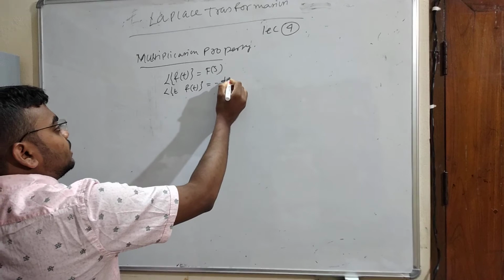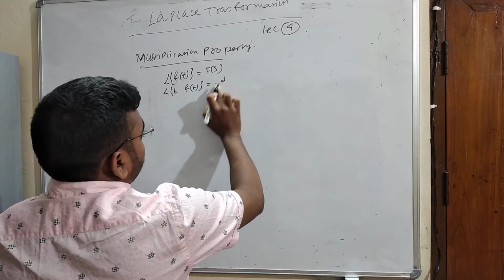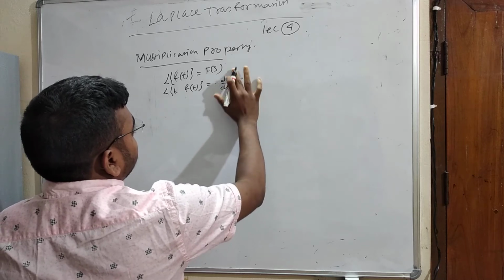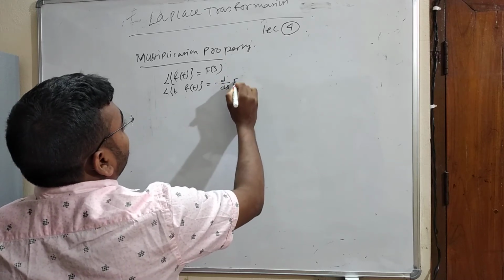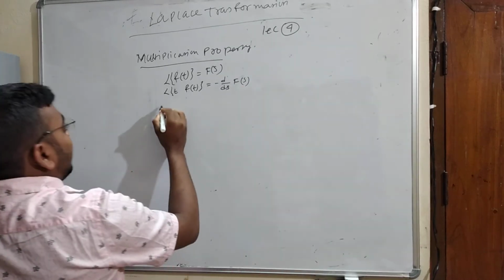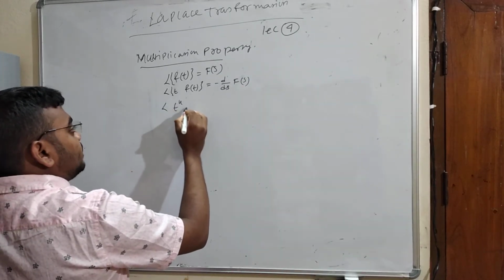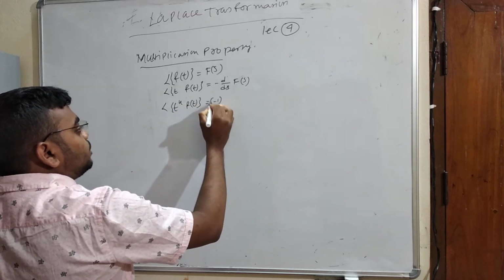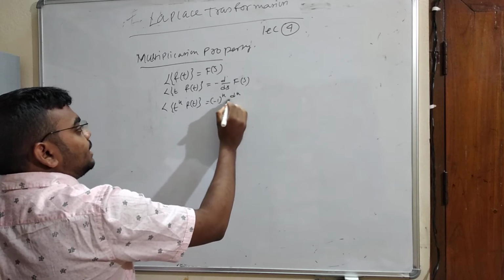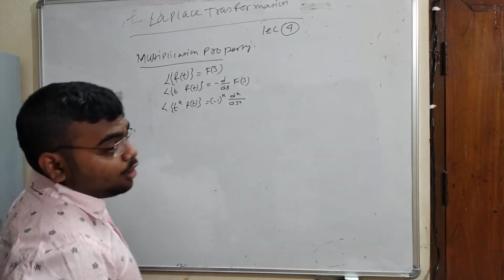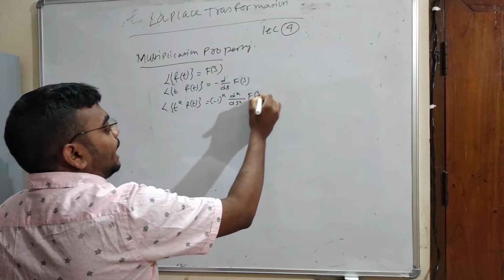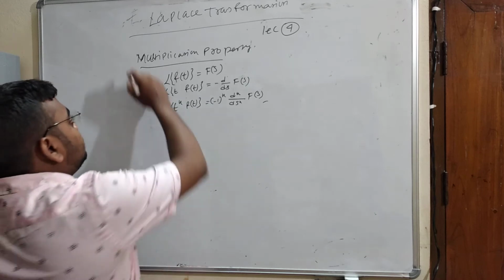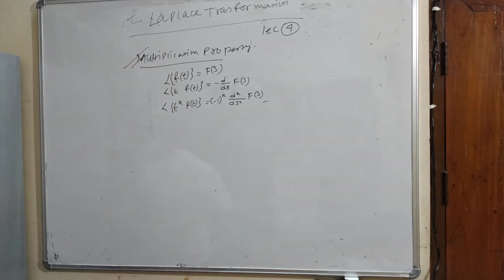Minus d upon ds of F of s. Okay. And Laplace of t to the power n f of t will be equal to minus 1 to the power n, d^n upon ds^n, the nth derivative of F of s. Okay, the nth derivative of F of s is the multiplication property.